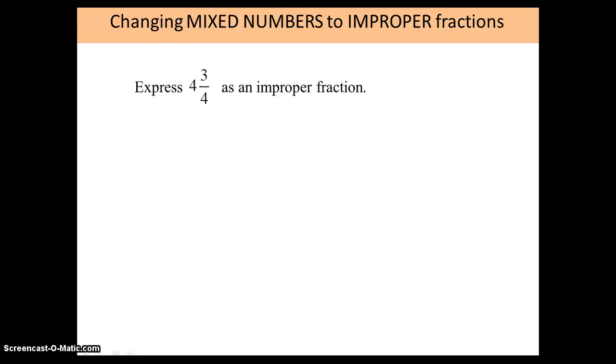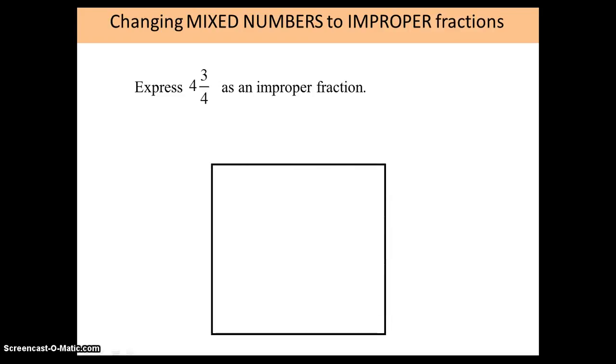Now let's look at the next question. Express 4 and 3/4 as an improper fraction. Let's use what we have learned just now. First step is to break up the mixed number into a whole number and the fractional part. So it is 4 plus 3/4. As you recall, 1 whole is equal to 4/4. So what about 4 wholes? Yes, very good. It should be 16/4, plus 3/4. So in total, you will get 19/4.